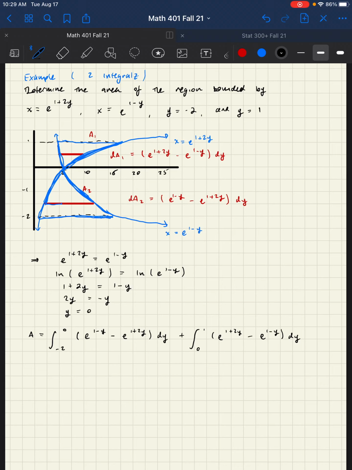Just one problem here, though. We need to figure out some antiderivatives first, some indefinite integrals. So first of all, some scratch work.